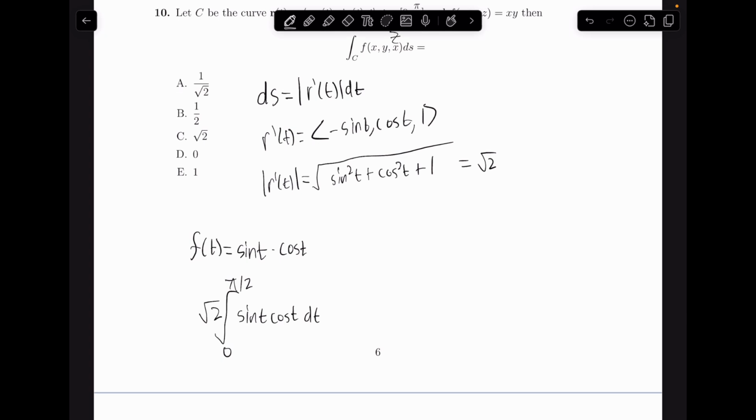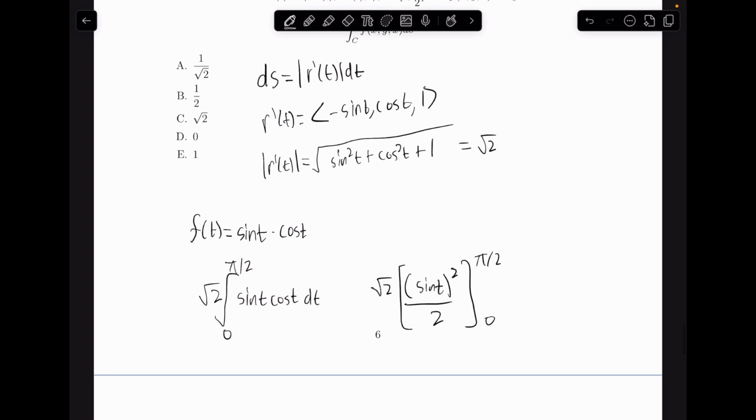So we could use u sub for this, but I see sine t, and the derivative of sine t is cos t. So we're going to get, keeping the square root 2, sine t squared all over 2. If you differentiate this, you're going to get sine t cos t. And this is from pi over 2 to 0. Nice. So we know sine 0 is 0, so that part drops out. Sine pi over 2 is 1, so we're really just left with square root 2 over 2.